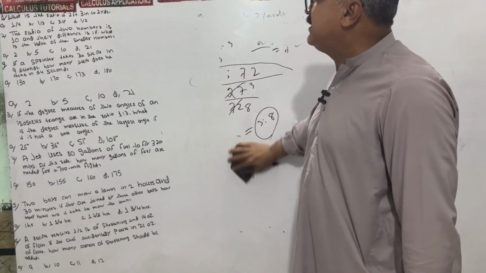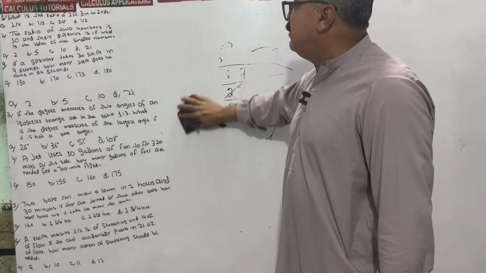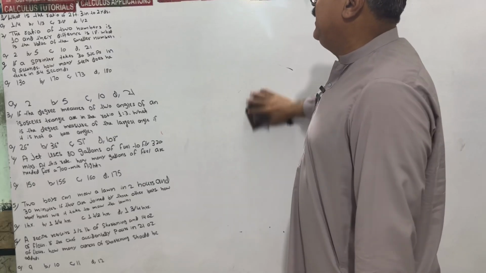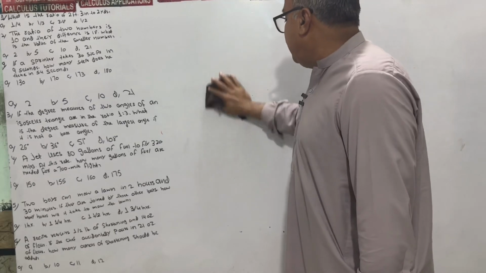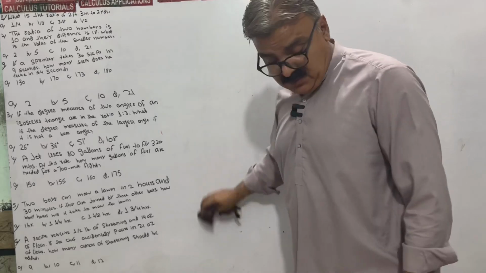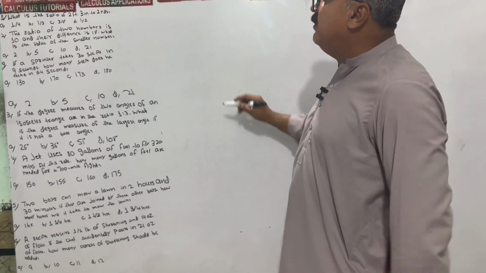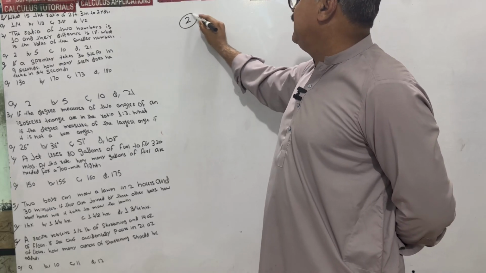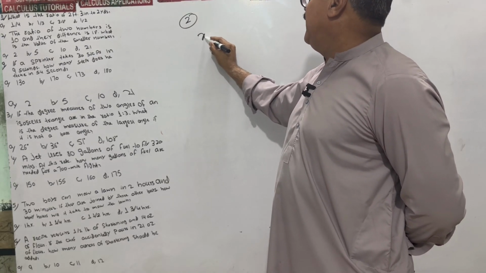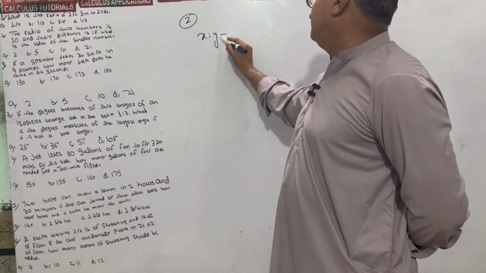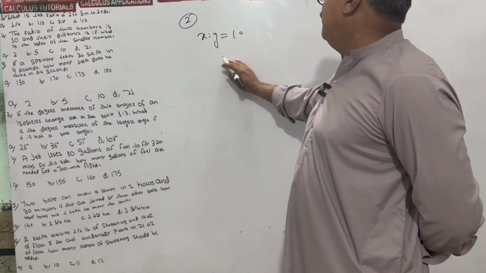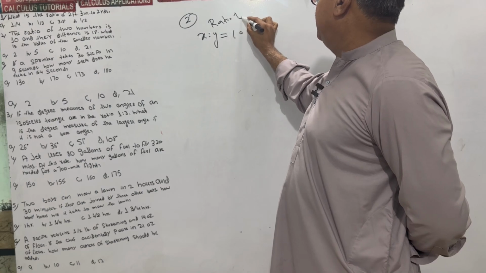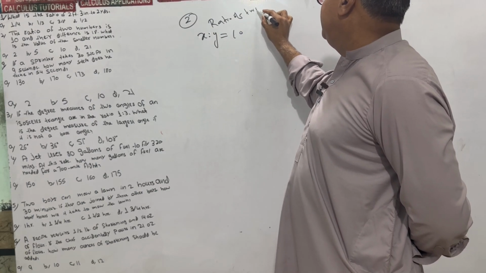The ratio of two numbers is 10 and their difference is 18. Find the smaller number. Suppose the numbers are, question number 2, the ratio of two numbers x to y is equal to 10.